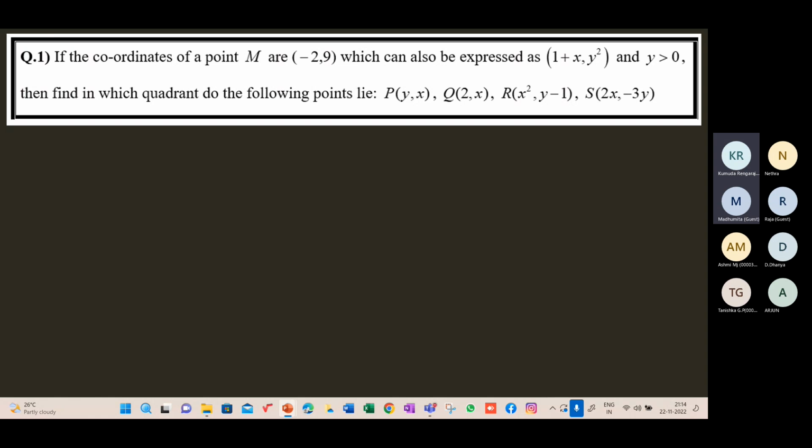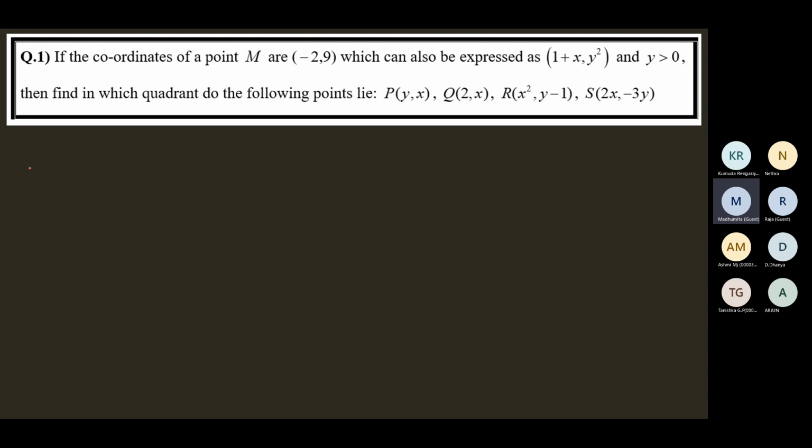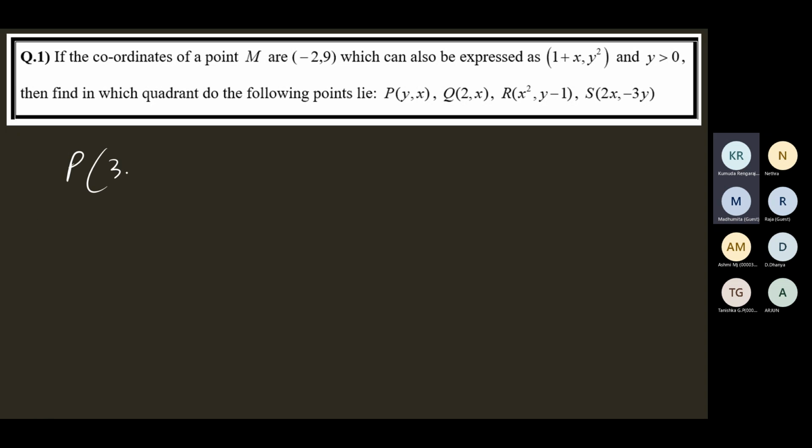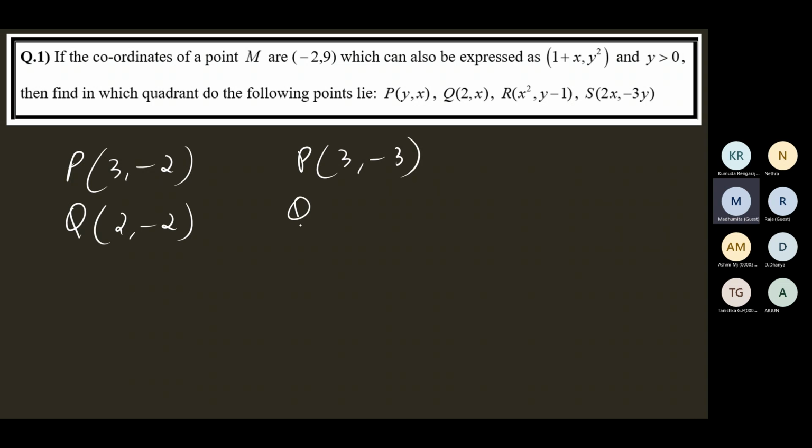Yes, Madhumita, tell me for P. Ma'am, P is (3, -2). Let me write. P is (3, -2). Okay. Then what about Q? (2, -2), ma'am. Raja, you agree with her? P and Q? Ma'am, no, ma'am. P is (3, -3) and Q is (2, -3). (2, -3), huh? Yes, ma'am. Okay, so he has a different answer.